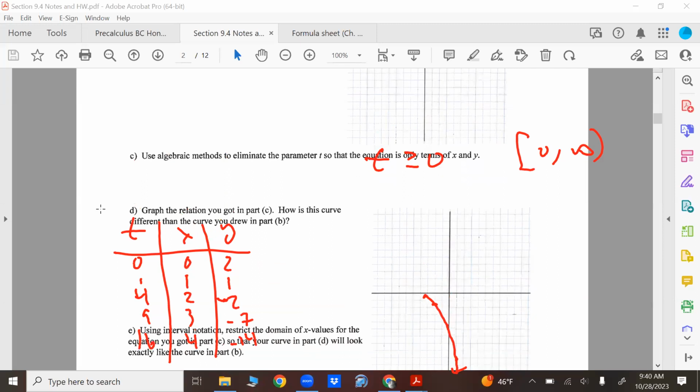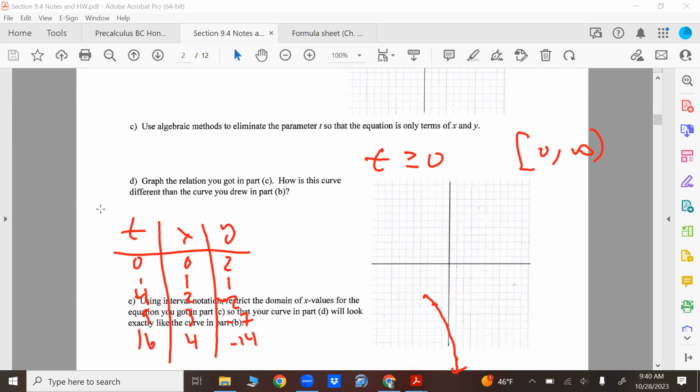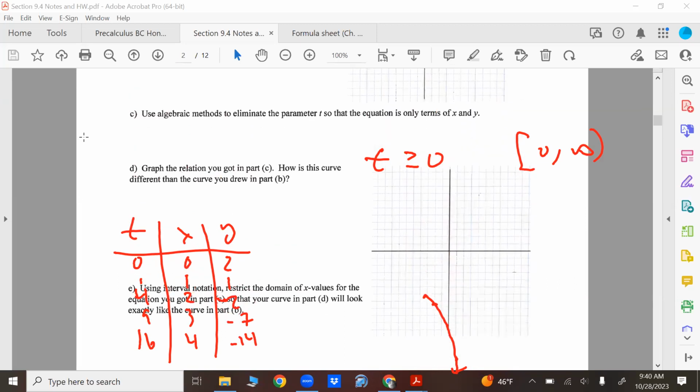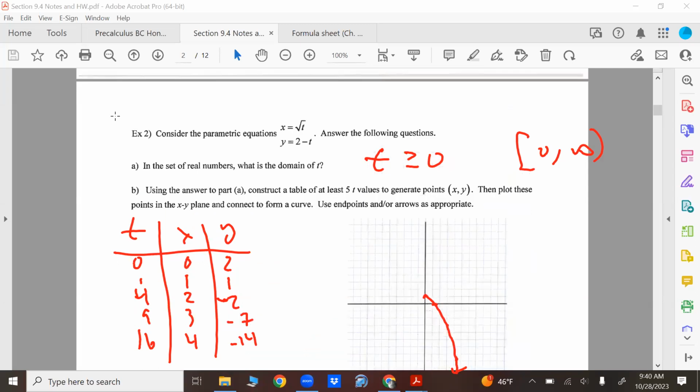Let's eliminate the parameter. How does the graph you got in part C differ from the one you got in part B? Using a restriction for the domain of x, and so on. Okay, so let's go through the motions here. So again, 2 minus t and root t.